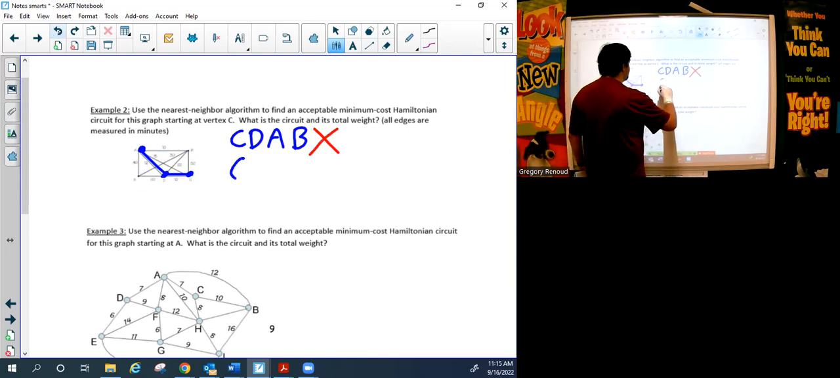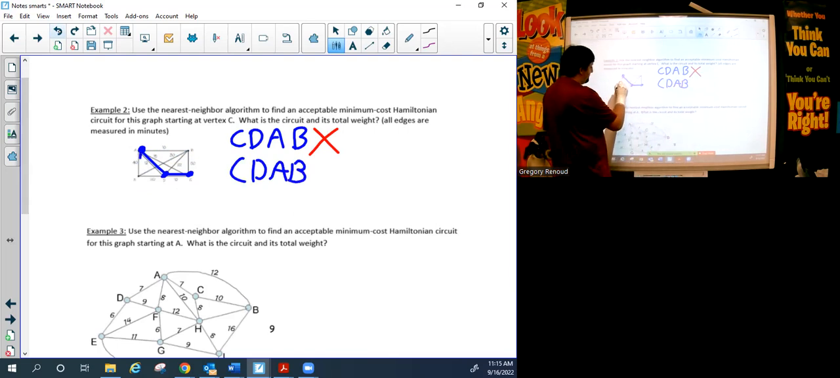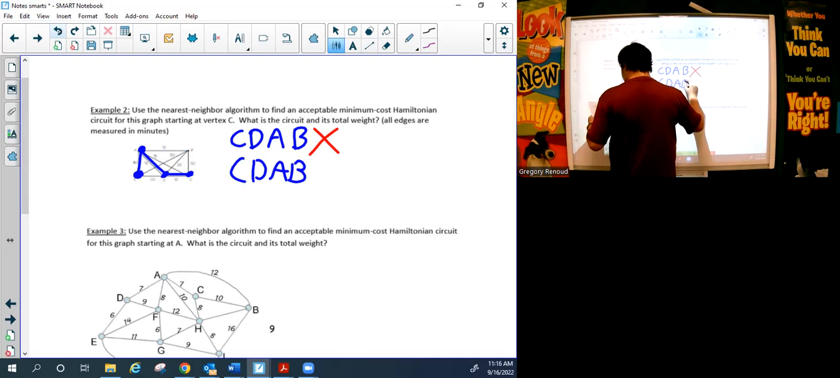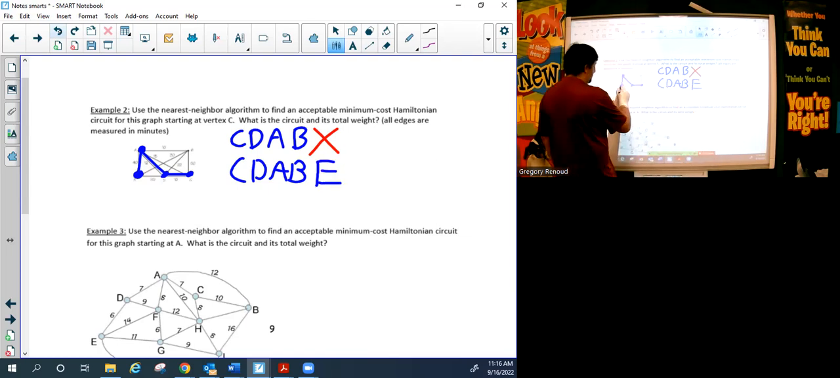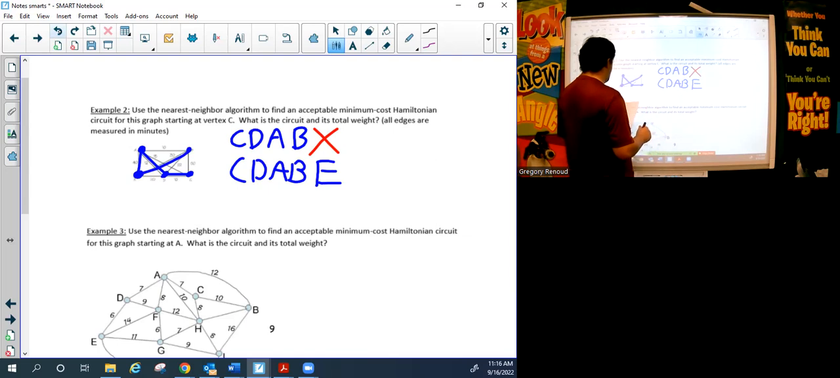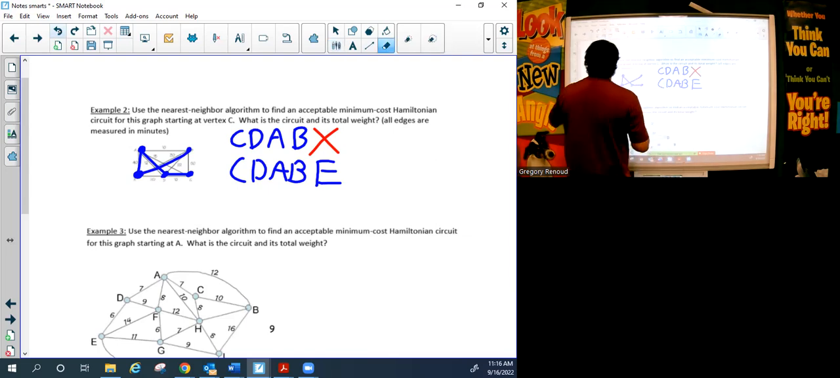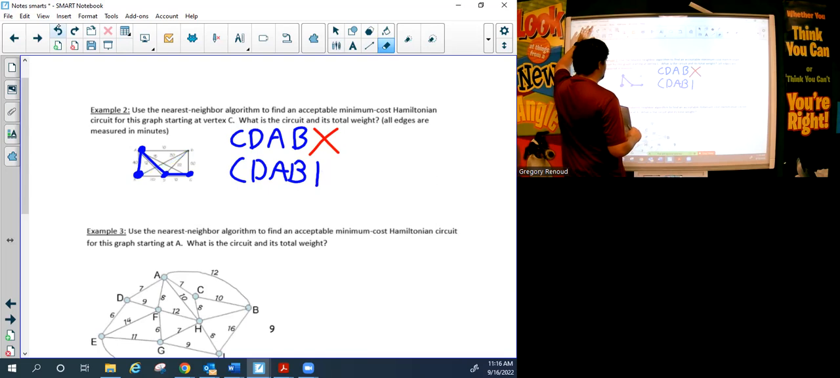So instead, let's back up to B. Let's try the second lowest Hamiltonian circuit, which takes me to D. Sorry, it takes me to C. My apologies. Third attempt, it takes me to E over here. Sorry, can't read it very easily. And then we go back up here. I'm sorry, folks. Let me try this again.